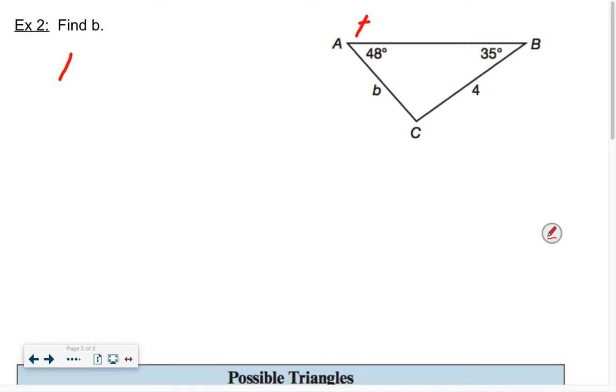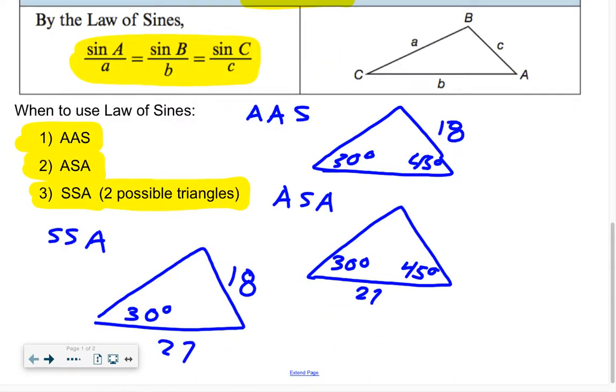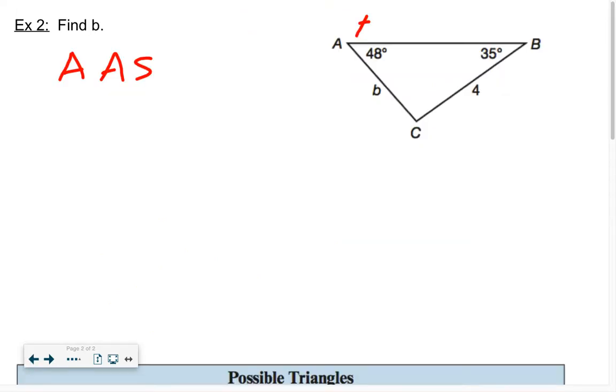Was that one of the scenarios that allowed us to use the law of sines? Yes, it was. If you go back, that was the very first one here. Angle, angle, side. So we can use the law of sines. We want to start out by using the information that they give us. So I'm going to start with angle A, which is 48 degrees. And I'm simply going to put it over the opposite side, 4.